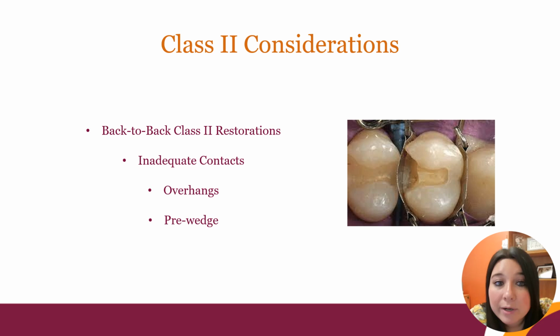And then lastly, pre-wedging. If you're having trouble getting the matrix band around the tooth, it sometimes is helpful to pre-wedge. That way when you place the band, there's more room since the wedge is already creating that space for you. Once you get the band in, you can remove the pre-wedge and then place it back in to ensure that the band is properly wedged.